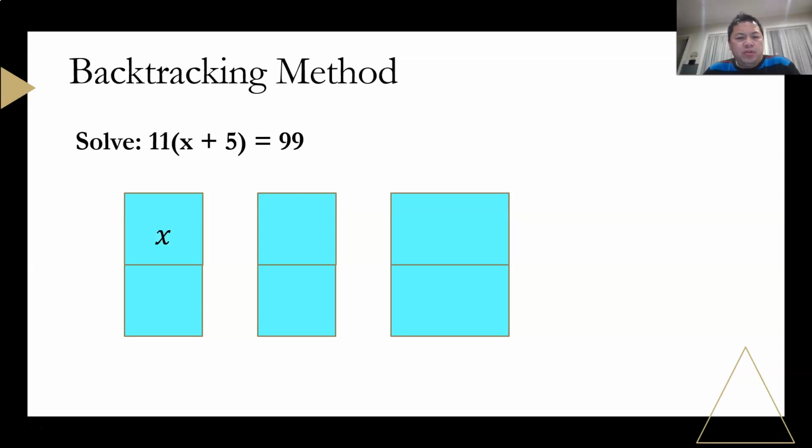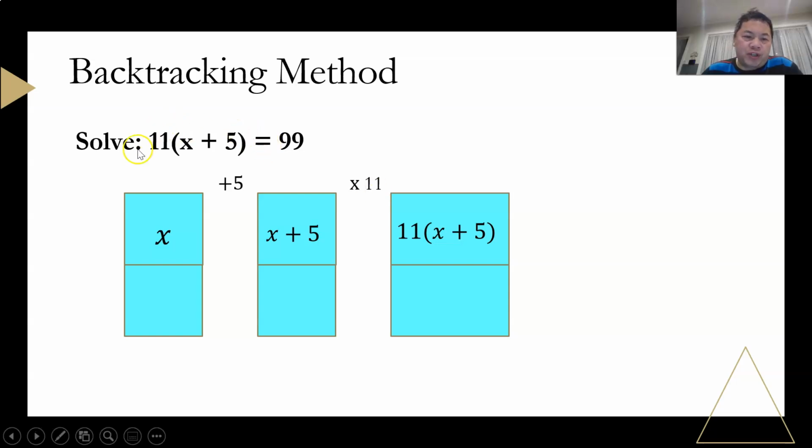For example, I have this equation 11 (x + 5) = 99. So how do I go about solving for x? Still doing the same thing like what we did in the past. In order to get the left hand side of the equation here, I have to get plus 5 over here. That's how I get x + 5. And then after that, how do I get this whole chunk here? I have to multiply by 11 to get this expression.